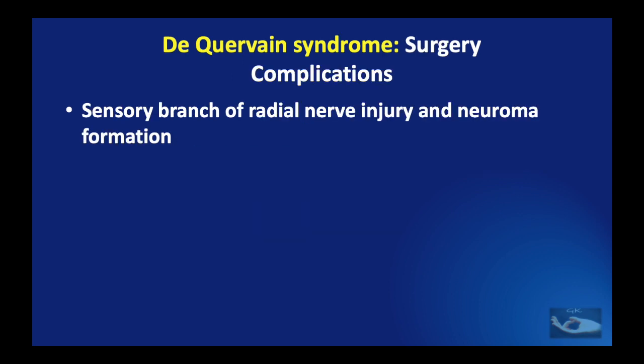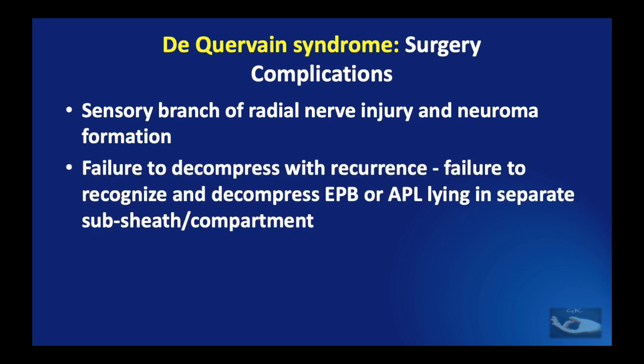The complications that can be expected from this surgery are that the sensory branch of the radial nerve may be injured and a neuroma may form. This can be prevented by early identification of the superficial branch of the radial nerve and protection of the nerve from injury. The second complication that can occur is a failure to decompress with recurrence of symptoms.